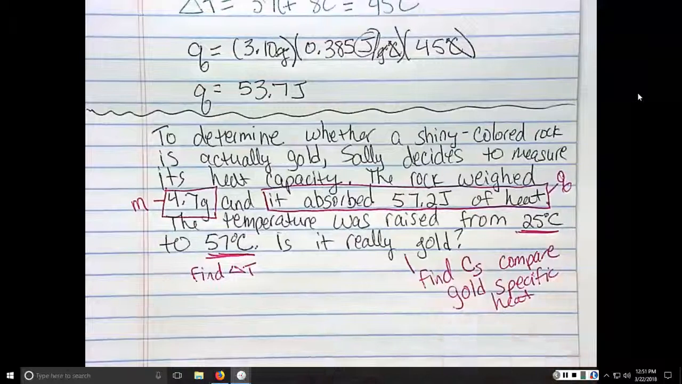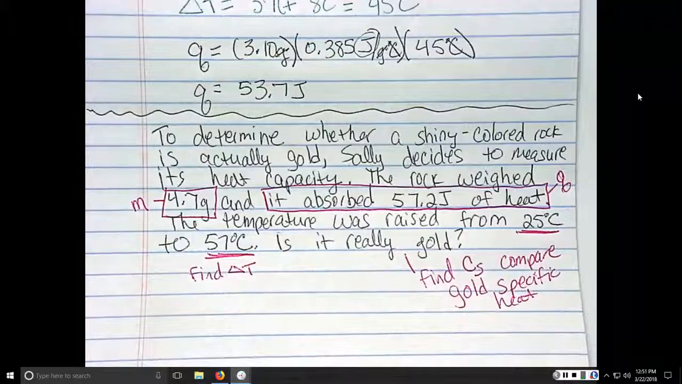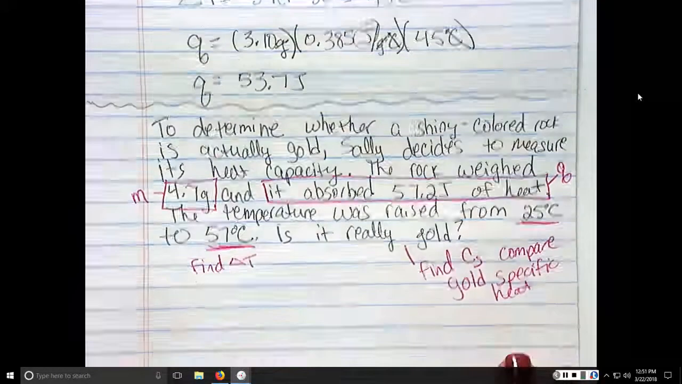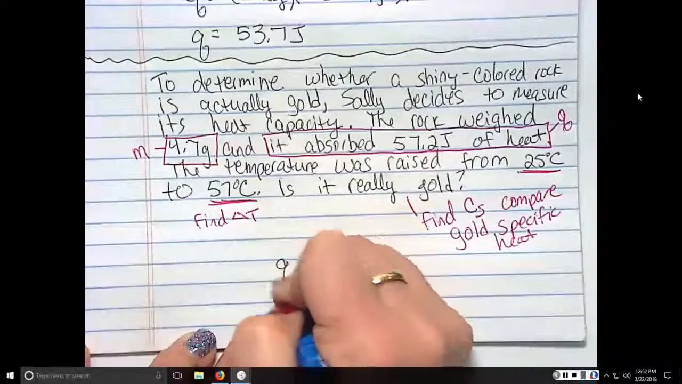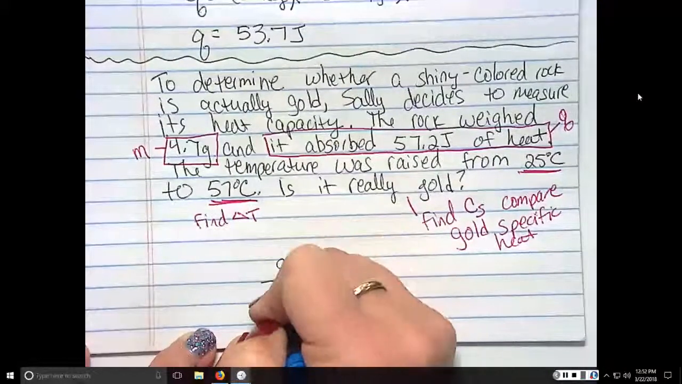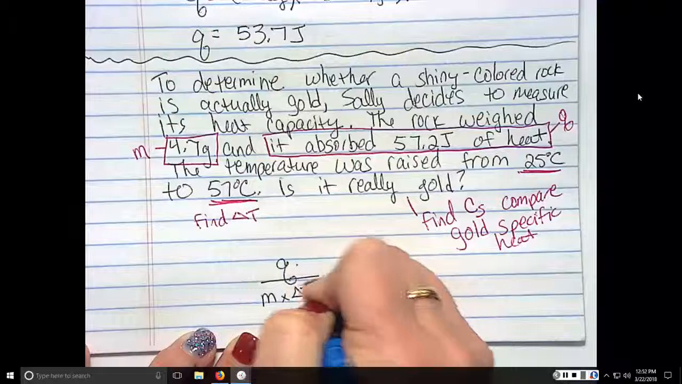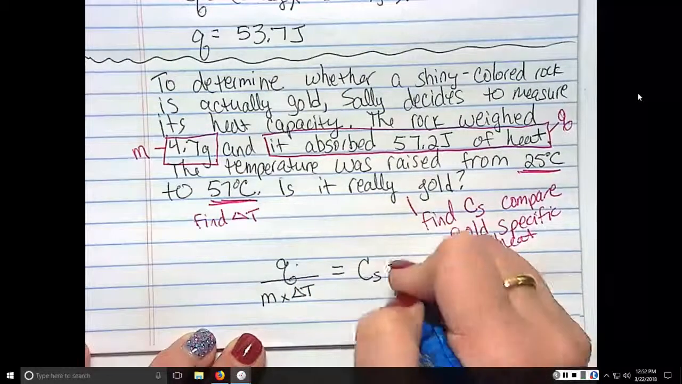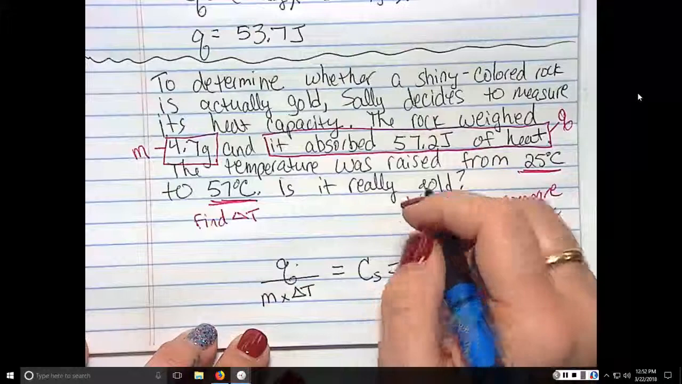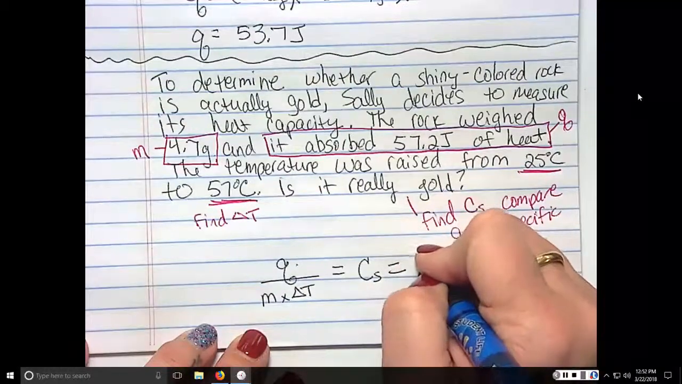Each individual element has its own specific heat, just like each individual element has its own density, for example. So now I'm just going to plug and chug. So that's going to be equal to, what is it, 50.